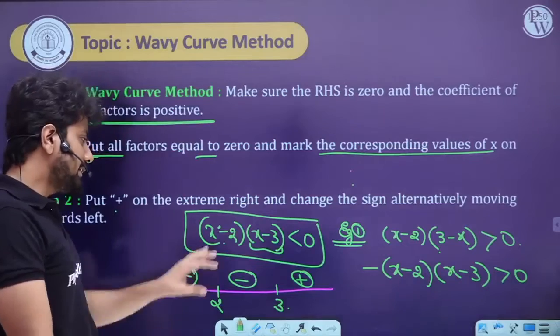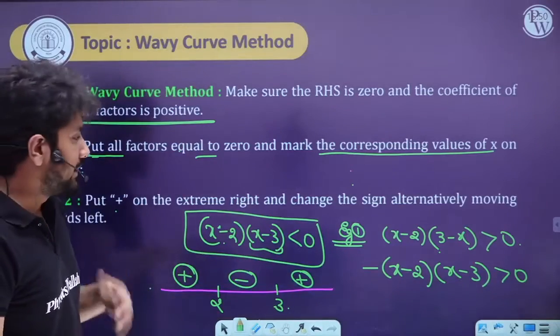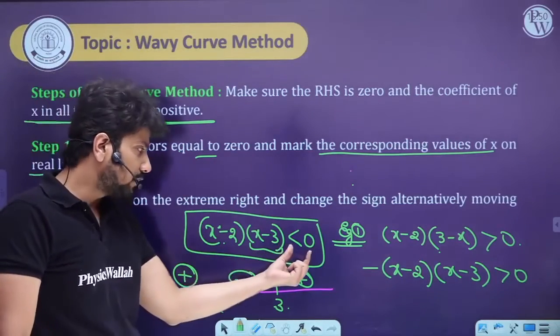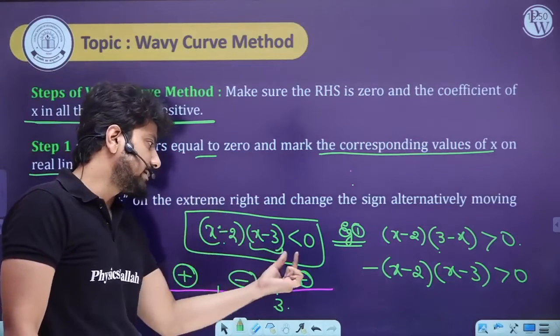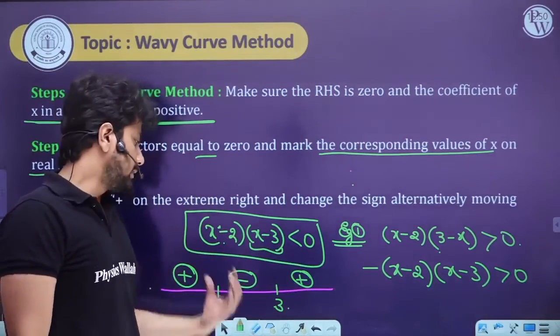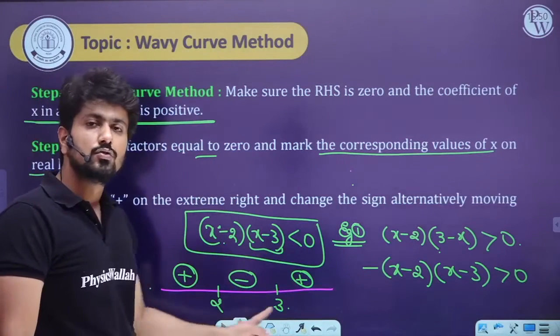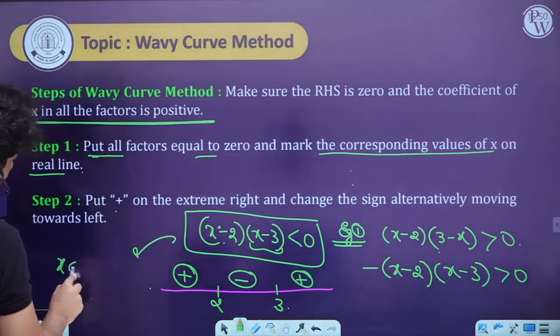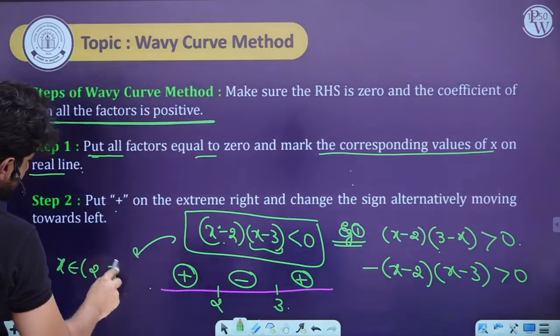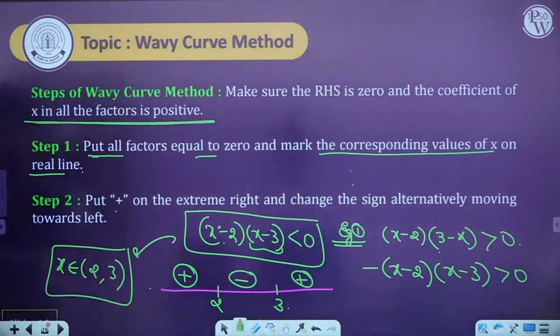Now what are we looking for? We are looking for negative signs, for those values of x where the product is negative. The product is negative between 2 and 3. So the final answer will be x belongs to the open interval 2 to 3. That will be our final answer.